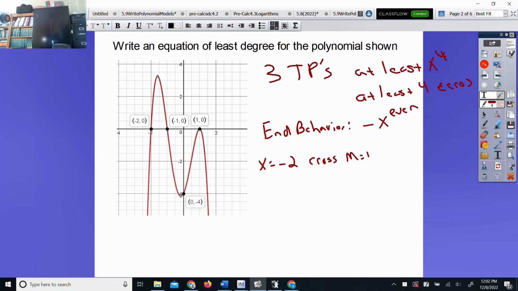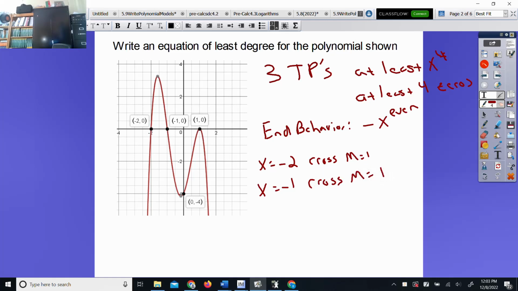If you cross the x-axis, you have odd multiplicity. 1 is odd. If you touch it, it's 2, touches twice. Or 4, 6, or 8. That's kind of how it works. All right, what's the next zero? -1. Crossing or touching the x-axis? Crossing. What's the multiplicity? 1.